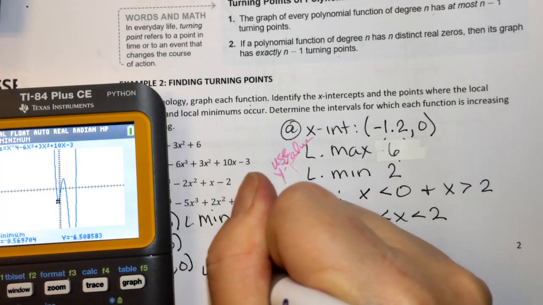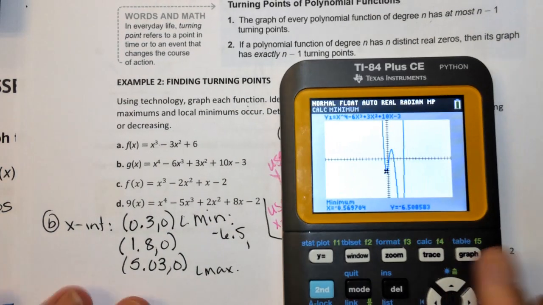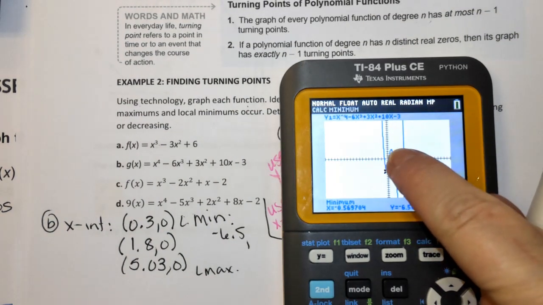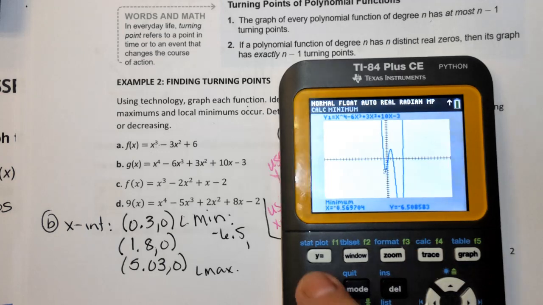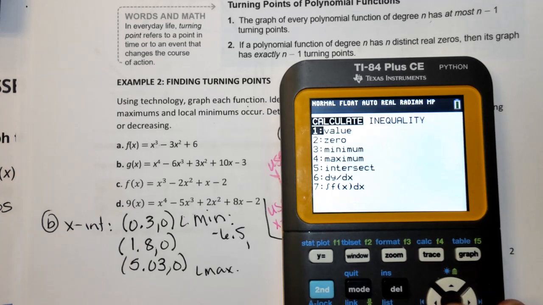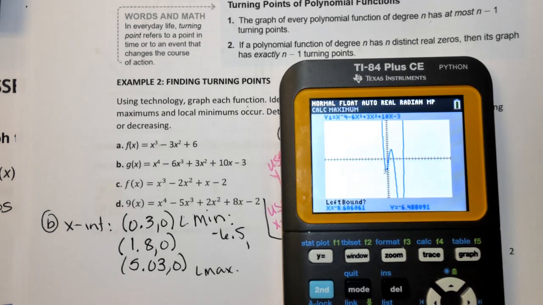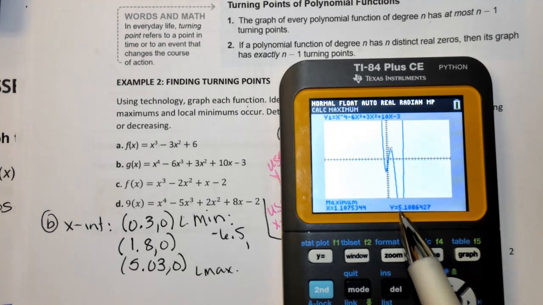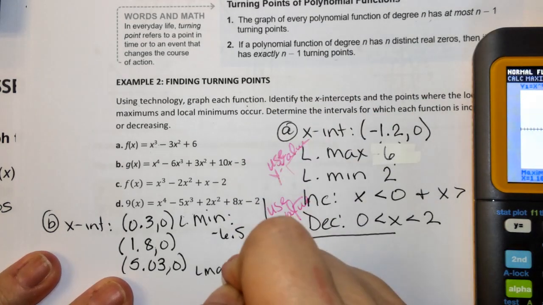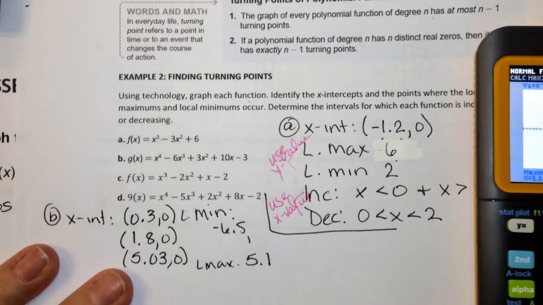Let's just go in order. We have a maximum next. So we're going to do the same thing to find what our maximum value is there. So second, calculate. We want to know our maximum value. So we can start where we are. Now we want to scroll to the right of it, so that looks good. And yes, we wanted to guess. And so they're telling us in this case it's 5.1. So our local maximum is 5.1.